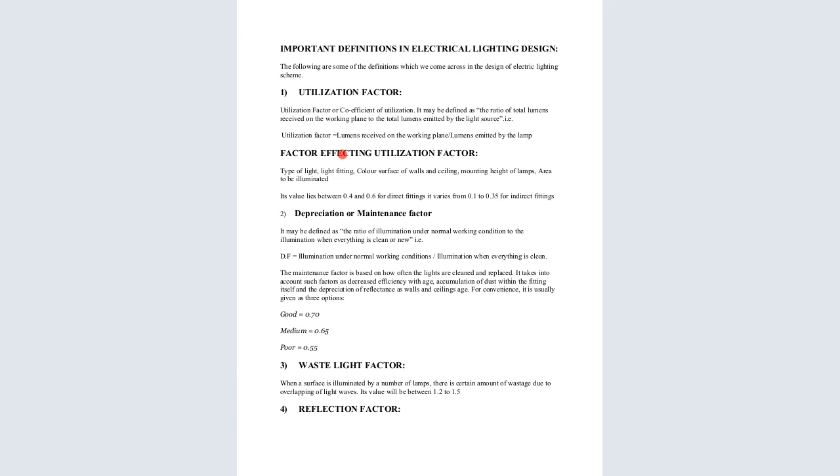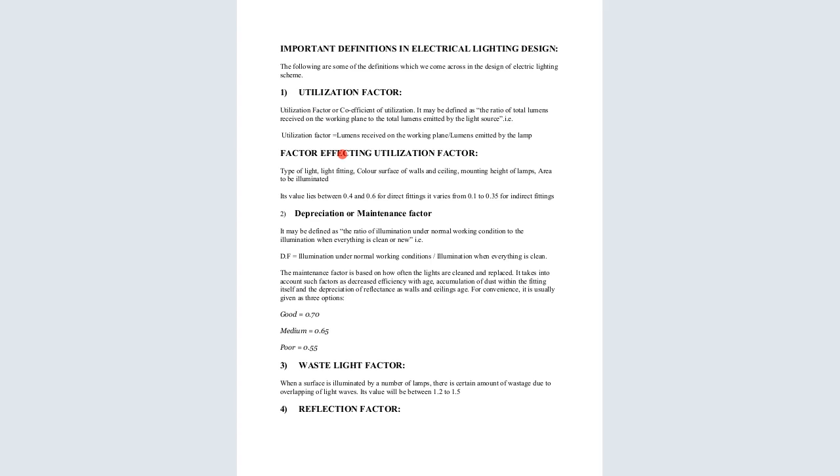There's one thing called a utilization factor. When we will be dealing with a design, we will be meeting something called the utilization factor. So what is utilization factor, or coefficient of utilization? It may be defined as the ratio of the total lumens. When we talk about lumens here, we are talking about the lighting points. So it is the ratio of the total lumens received on the working plane to the total lumens emitted by the light source.